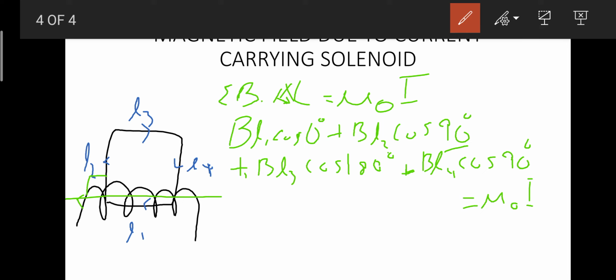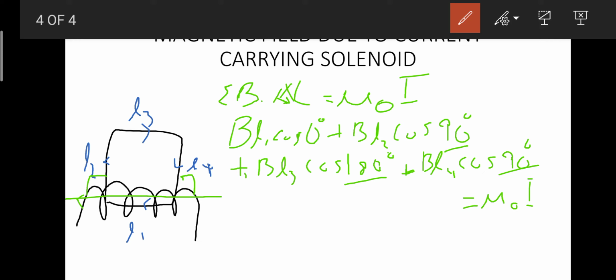And for the third case, we have L3. The direction of L3 is towards the right side, and the direction of the magnetic field is towards the left. So in this particular case, we are going to put the angle 180 degree. And for the fourth side, we again observe that B and L are perpendicular to each other, so we are going to put the angle equal to 90 degree. This whole would be definitely equal to mu naught I.